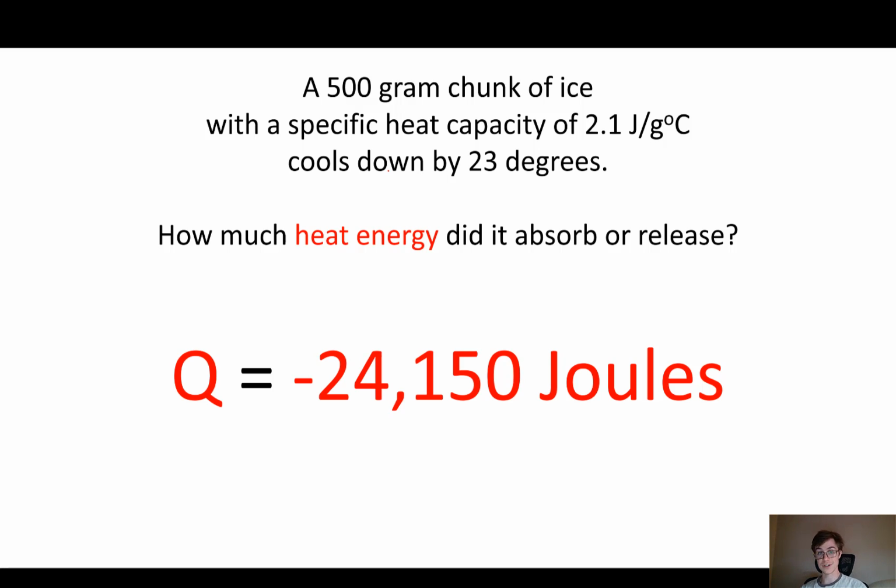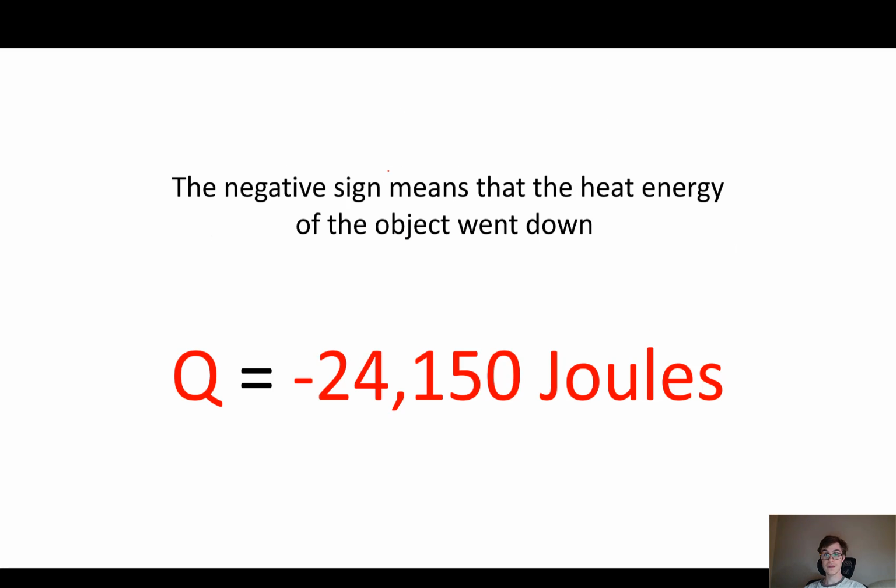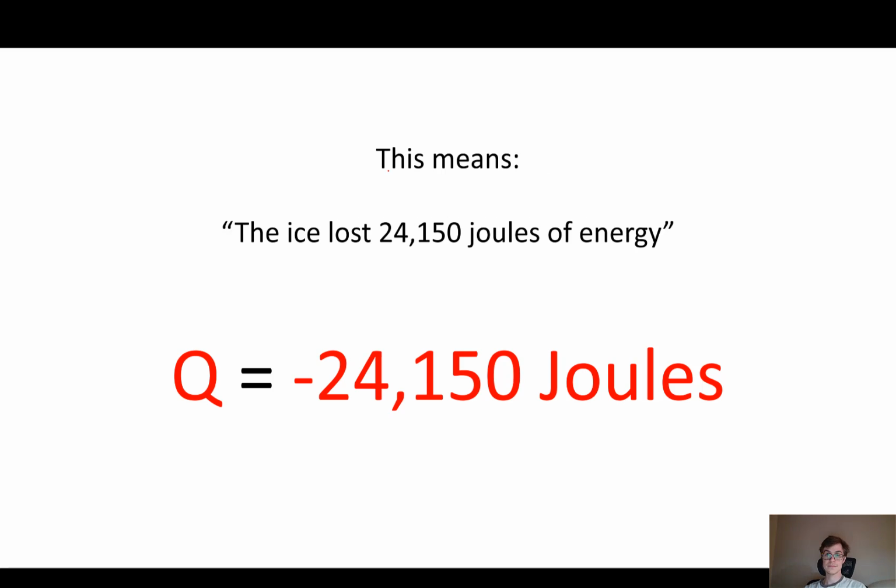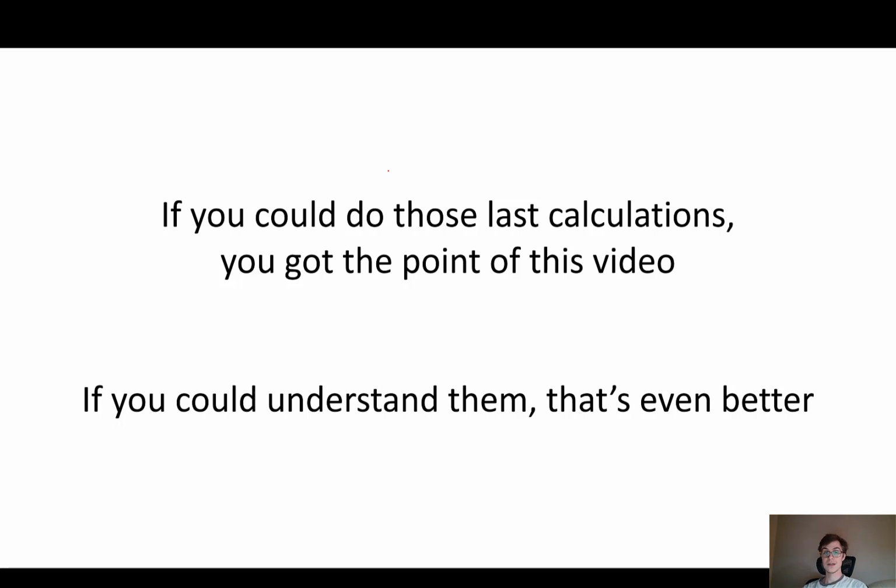This is not wrong, even though there's a negative number. The negative sign just means that the heat energy in the object went down. That ice lost thermal energy as it cooled. So this means that the ice loses 24,150 joules of energy to decrease in temperature by that amount. So if you could do those last calculations, you got the point of this video. If you can understand them, it's even better.